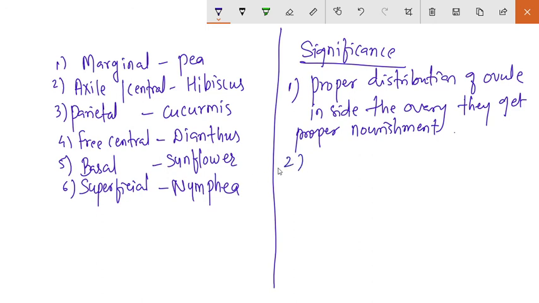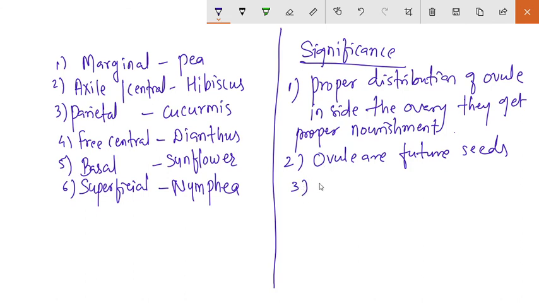The second, these ovules are the future seeds. Okay, ovules पासून काय होतं, the ovules are the future seeds. So due to the proper arrangement they get the proper nourishment, and therefore this placentation is important for development of the proper seed. Okay, then next it is useful, आता आपल्याला स्टडीसाठी याचा उपयोग होतो.